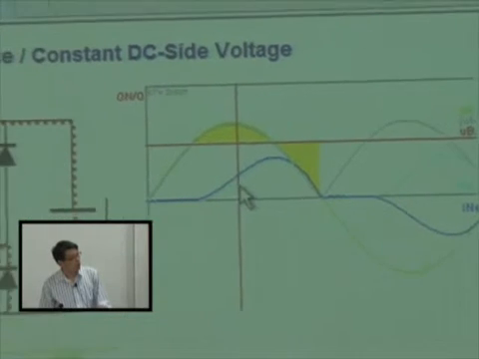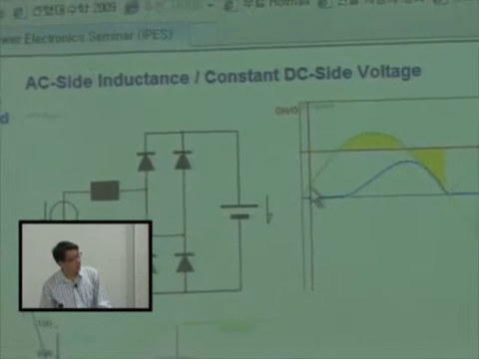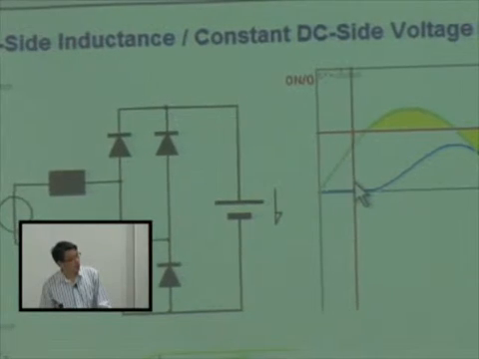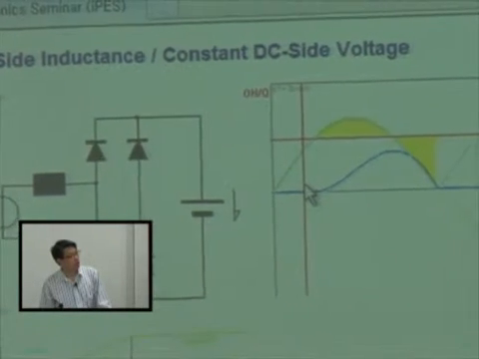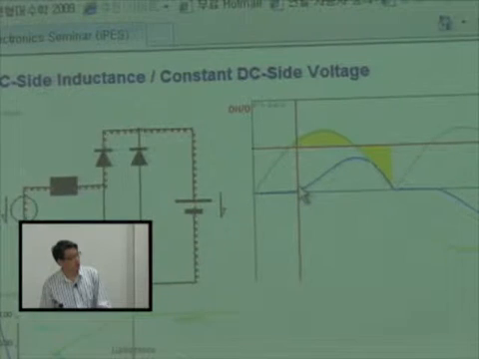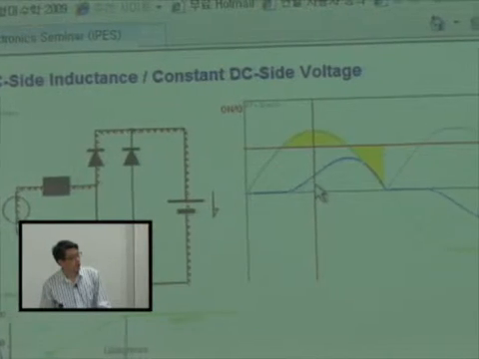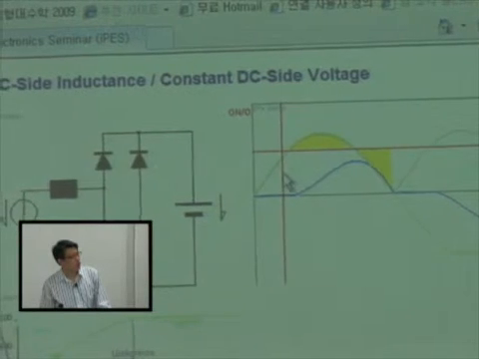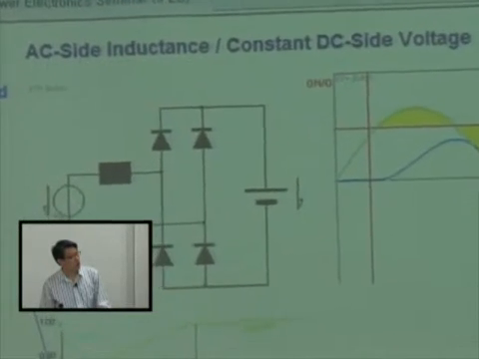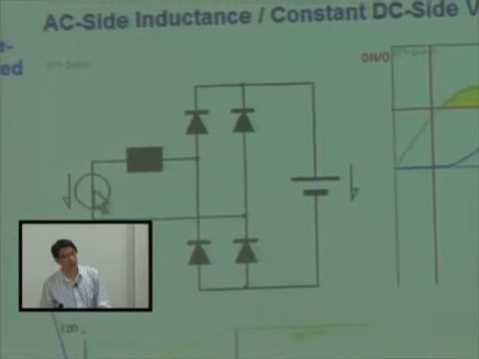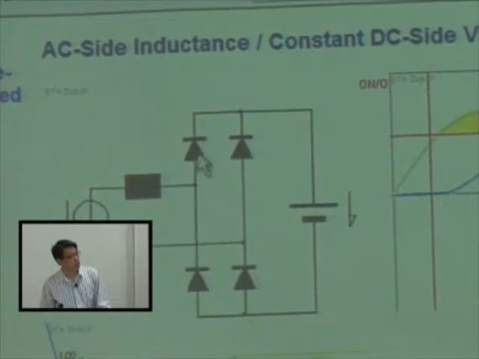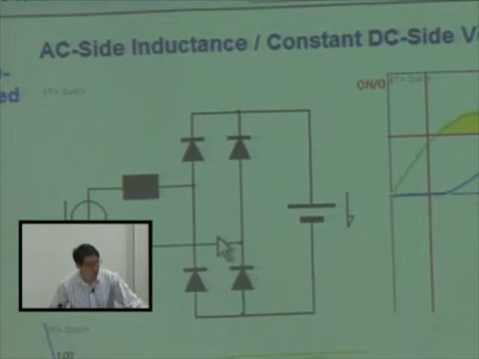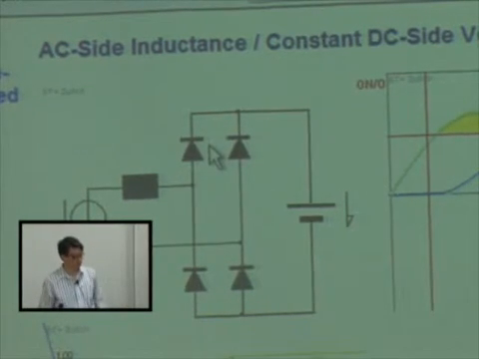Okay. Here, even though this AC voltage now enters positive, the current doesn't flow. Why is that? Because at this stage, the AC side voltage is not big enough to forward bias this diode and this diode. So all diodes are still reverse biased.